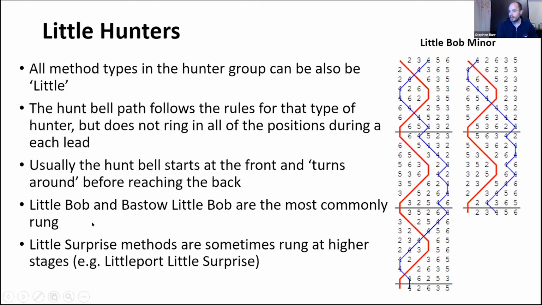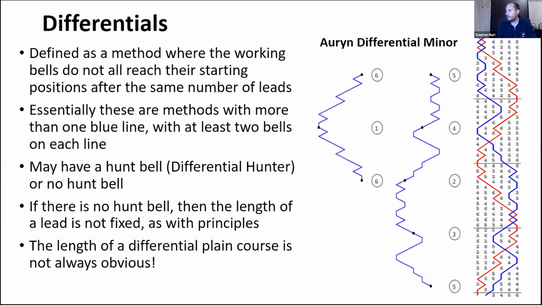But it's worth saying that it's not just plain methods that have little variations, as we've already discussed, and actually little surprise methods are sometimes rung at higher stages, so on large number of bells. And a common one in that category is Little Port Little Surprise. I believe that in Little Port Little Maximus, the treble bobs to 8th place and then goes back in, although please correct me if that's wrong. So that's little methods, and as we've said, can be applied to any of those subcategories of hunter type methods. And finally, we're going to look at differentials.